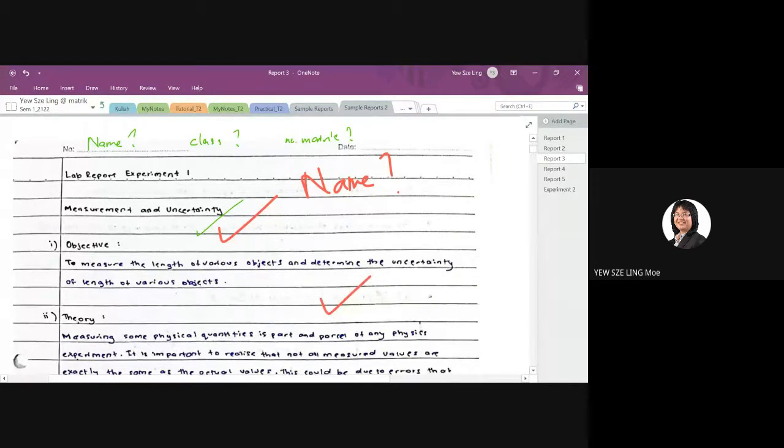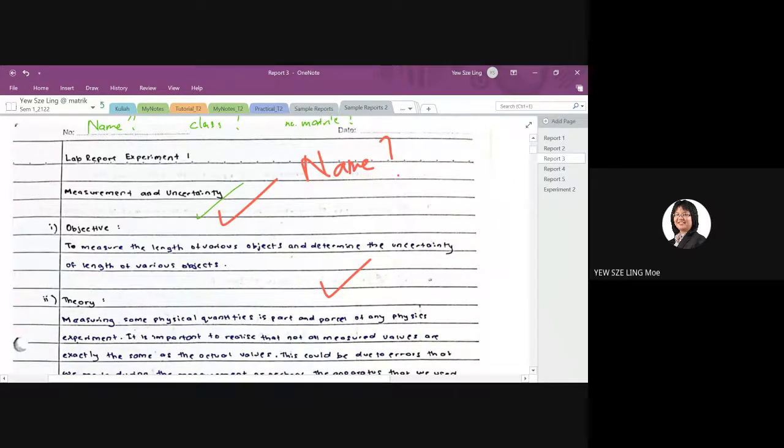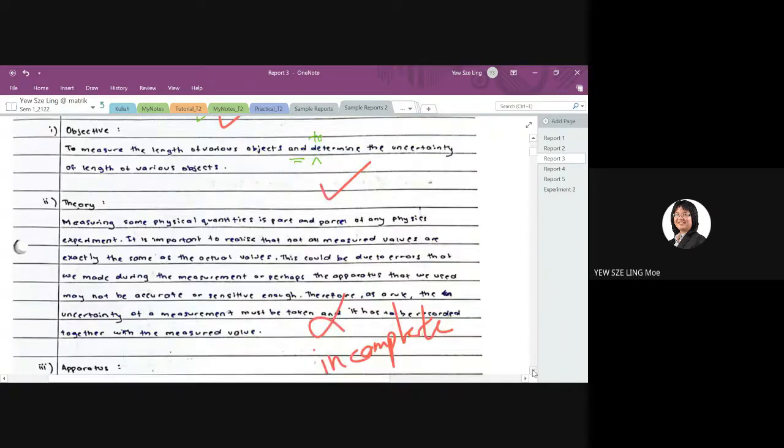Now objective, you can write it like this as well. Okay, you can combine two in one statement by using and. So to measure the length of the various object and to determine the uncertainty of length of various object. So usually if you just miss out one or two, I won't deduct your marks. Okay, if it's a minor mistake I usually consider that I didn't see it. Just don't make a mistake that is too obvious, okay? Because an obvious mistake really can't be helped.